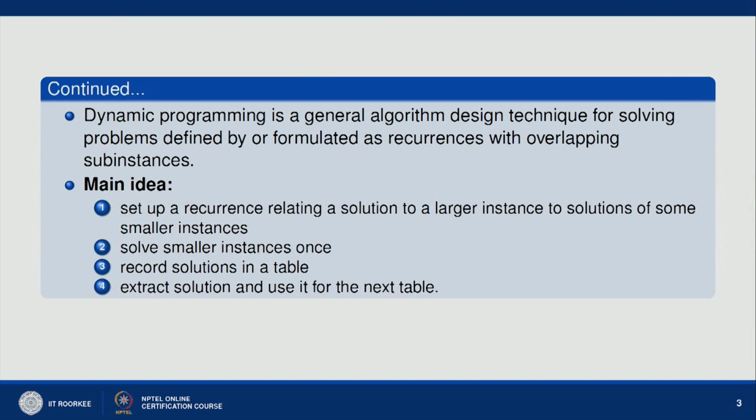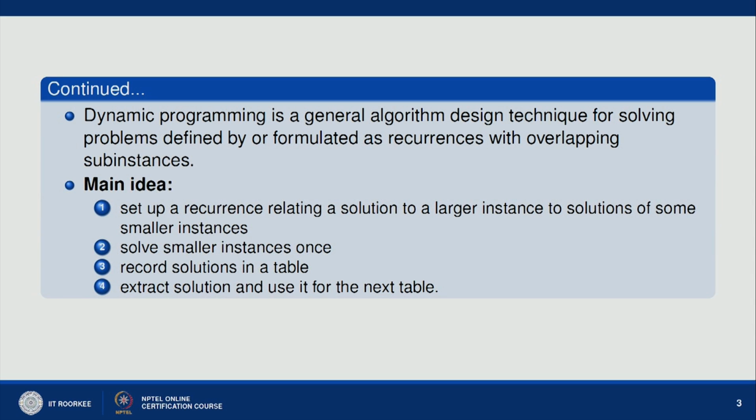Now, dynamic programming is a general algorithm design technique for solving problems defined by or formulated as recurrences with overlapping subinstances. So, what does it mean? We will discuss it by an example. Now, what is the main idea? The main idea is to set up a recurrence relation relating a solution to a larger instance to solutions of some smaller instances.